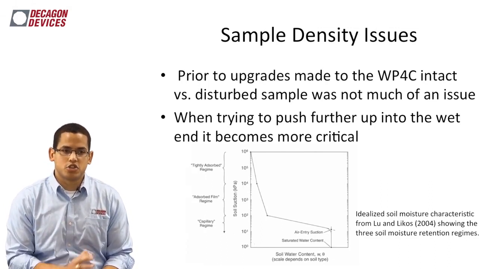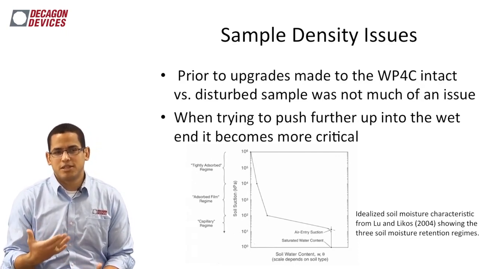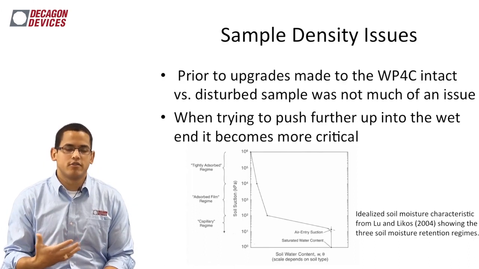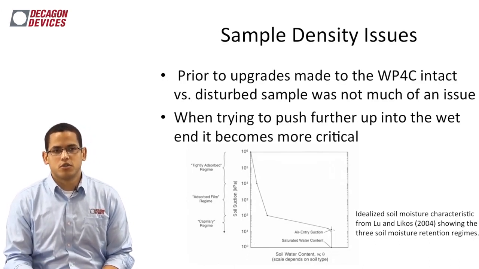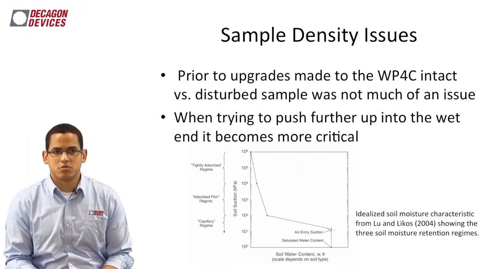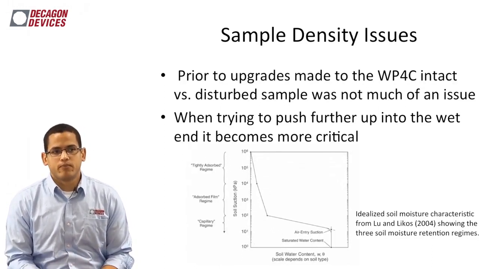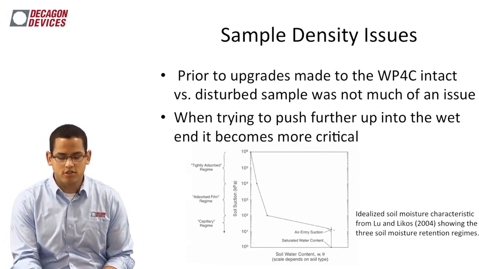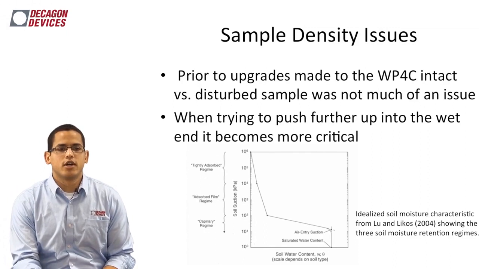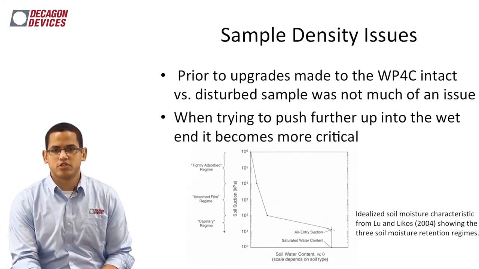There's been research showing that in this range, sample density and structure don't play nearly as much of a role, and so we can get away with using disturbed samples to measure within this range. But as we're trying to push into the wet range, now we're dealing with sample density issues, and this has to be considered when taking samples and trying to measure the moisture characteristic curve.